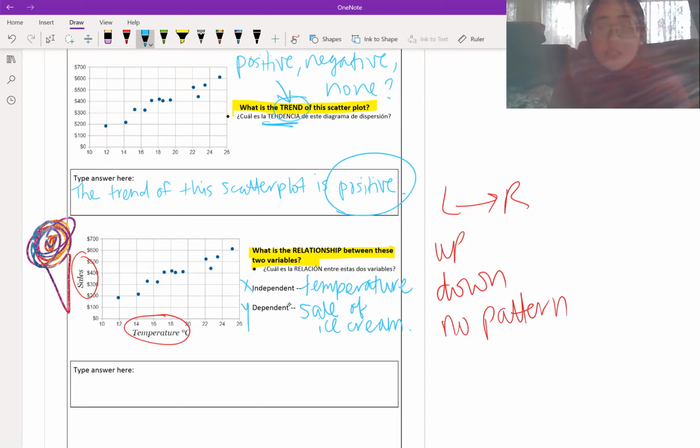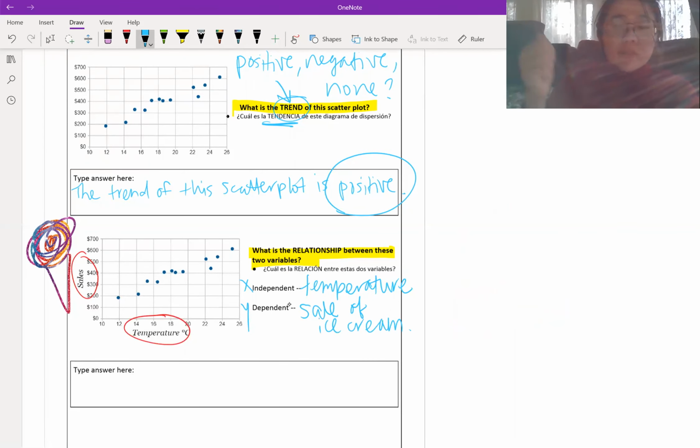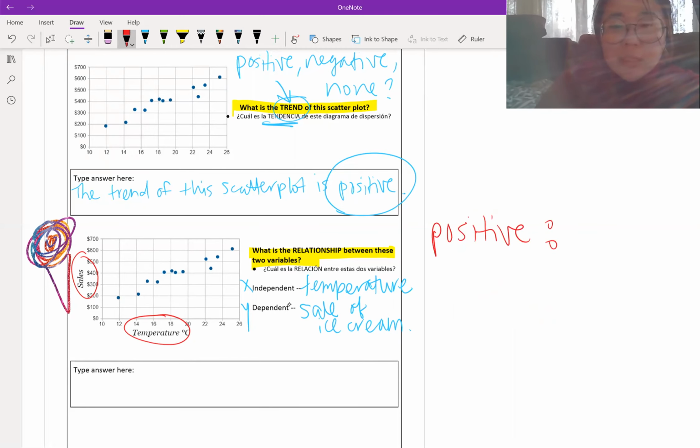When I'm asking about the relationship, you just want to look at this graph and tell me what this graph is telling you. We know that it's a positive trend. It's the same exact graph, if you noticed. We also notice that as temperature increases, sales also increase. What do I mean by that? This is a great way to remember. If the trend is positive, it means that the independent variable, as it increases, the dependent variable will also increase.